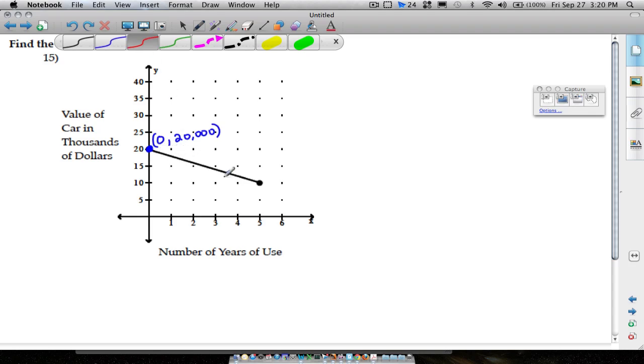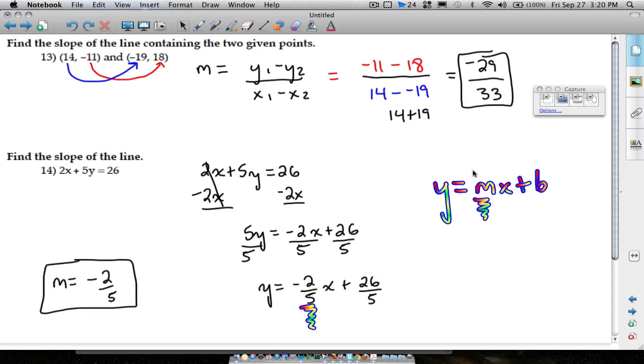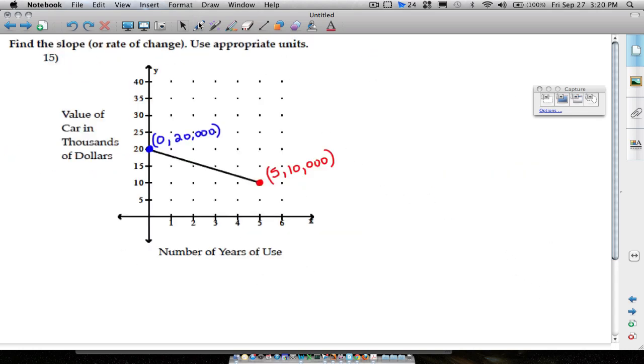Whereas as the car gets used, the value depreciates. Notice this slope is negative. We're going down a mountain from left to right. So the coordinates of this other point we have on the line is 5, comma, not 10, but 10,000. So we can find the slope using these 2 points, doing the same thing we did back in example number 13. So we take y1 minus y2 over x1 minus x2.